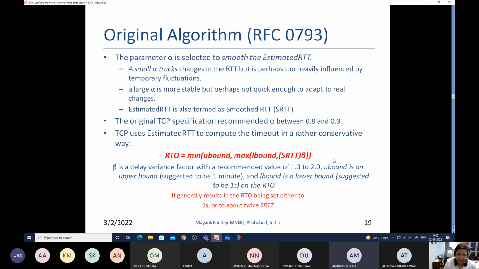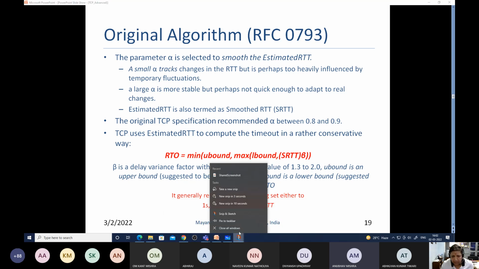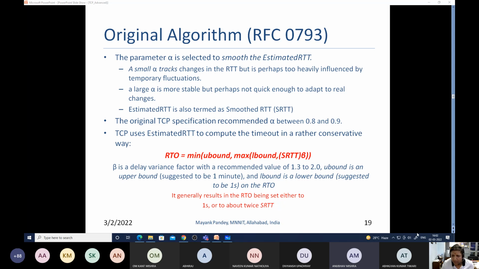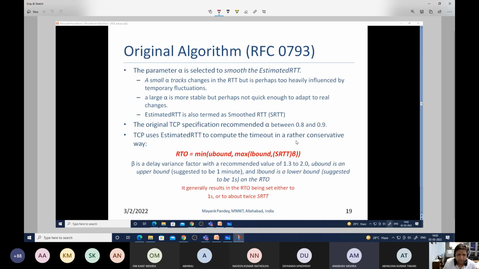See how it is conservative. Please be with me. RTO, the retransmission timeout, would be the minimum of upper bound, comma, maximum of lower bound, comma, smoothed RTT into some beta. Beta is a delay variance factor with a recommended value of 1.3 to 2, and generally it is taken as 2.